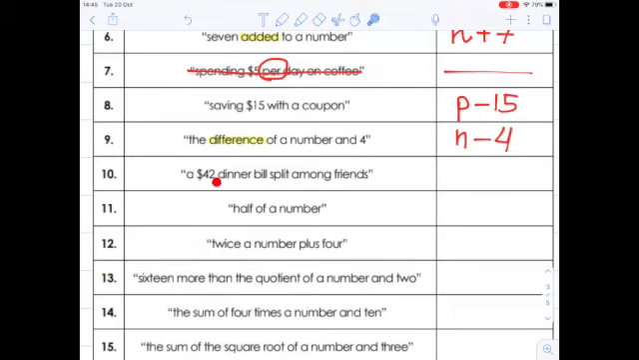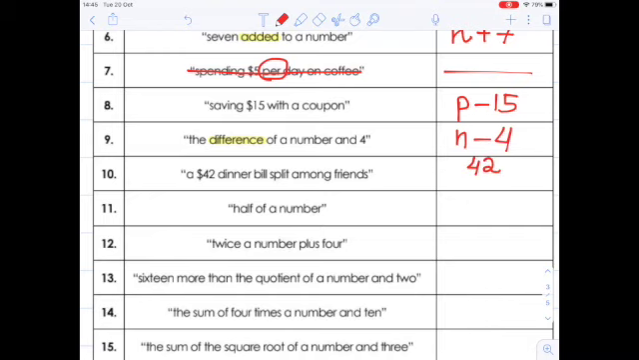Number 10, a $42 dinner bill split among friends. Once again, think about the context, people. You went to dine with your friends in a restaurant and the total dinner bill was $42, and you decide to split this among your friends. How much are you going to pay?